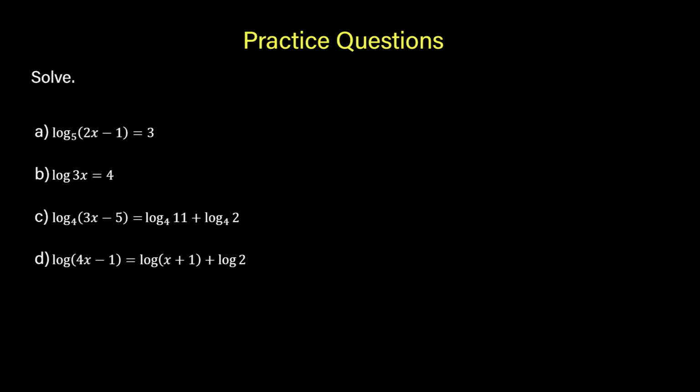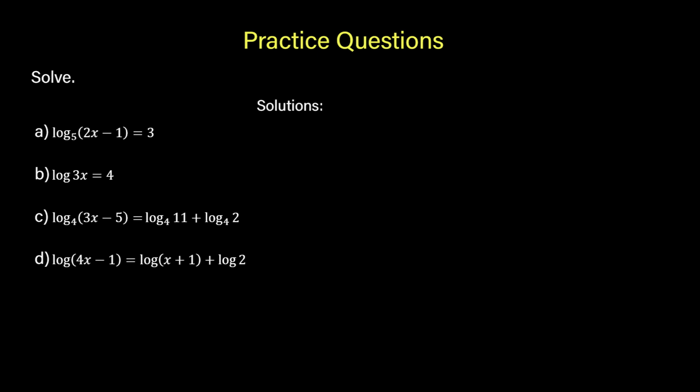Solve. A. Log of 2x minus 1 to the base of 5 equals 3. B. Log of 3x equals 4. C. Log of 3x minus 5 to the base of 4 equals log of 11 to the base of 4 plus log of 2 to the base of 4. D. Log of 4x minus 1 equals log of x plus 1 plus log of 2.